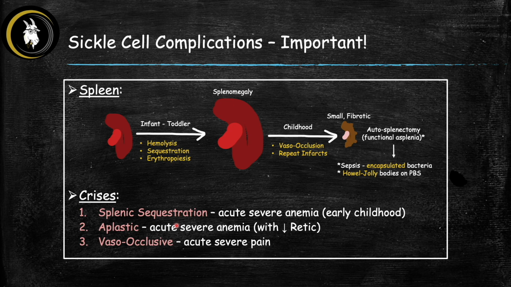And then the final crisis is the vaso-occlusive crisis. It's also known as acute pain crisis or sickle cell crisis. And we talked about this one already. The problem is acute episodes of vaso-occlusion causing diffuse pain, and it's the most common acute symptom associated with sickle cell disease.